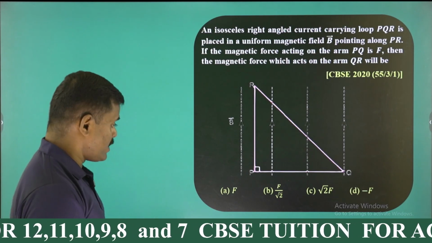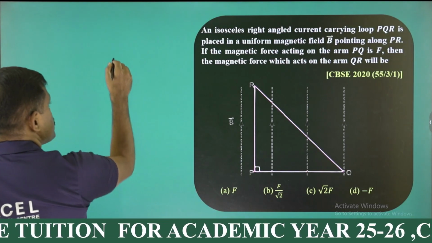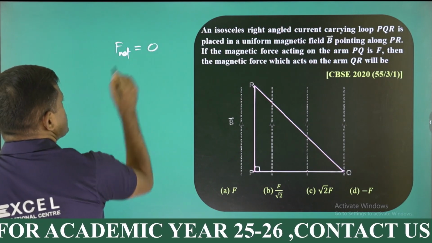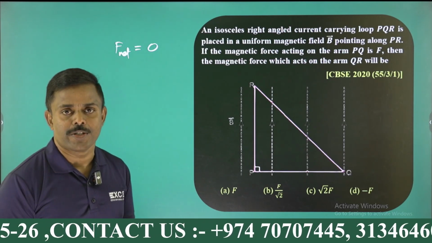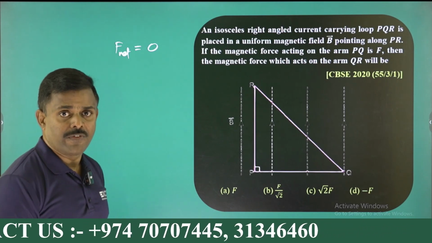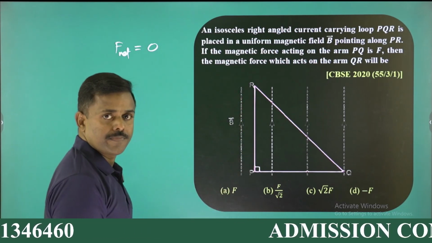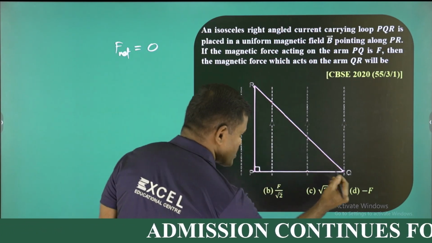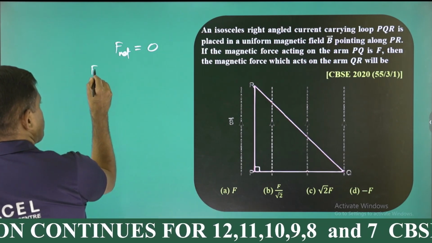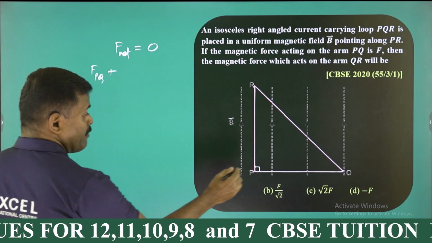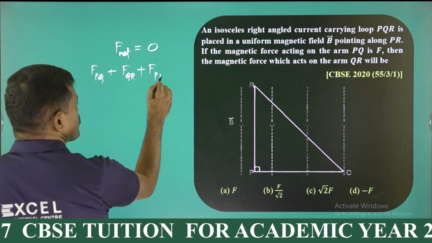First of all, you need to know one thing: if you place a loop in a uniform magnetic field, the net force on the coil is equal to 0. So what is the net force here? Force on PQ plus force on QR plus force on RP. There are three components for force. Number 1, force on PQ. Number 2, force on QR. Number 3, force on RP. So I can write force on PQ plus force on QR plus force on PR should be equal to 0.